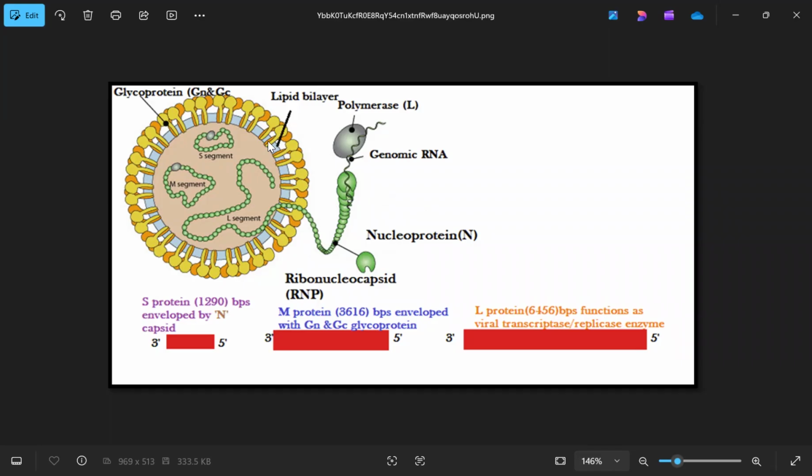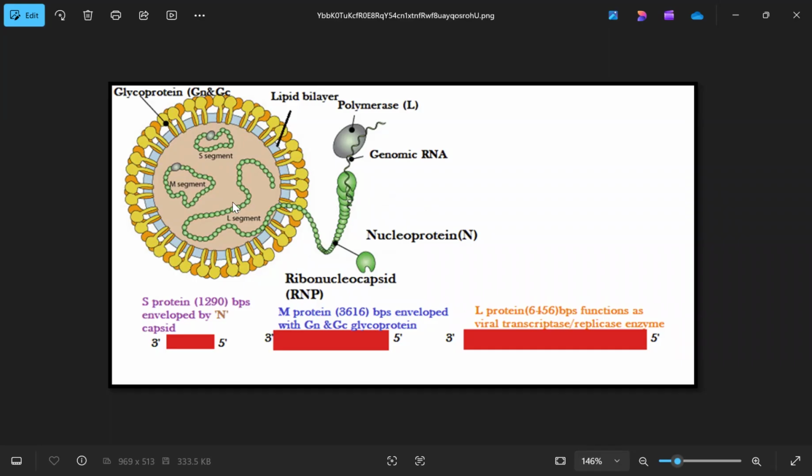lipid bilayer actually comes from the cell surface. This is either through the Golgi apparatus or through the assembly at the cell surface. So the lipid bilayer is actually from the cell surface. The genome does not code for an envelope. Some viruses do, this one does not.